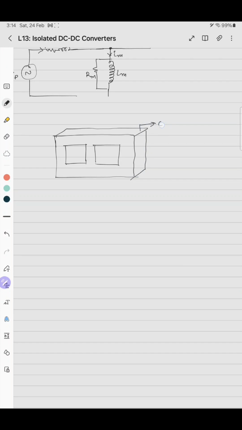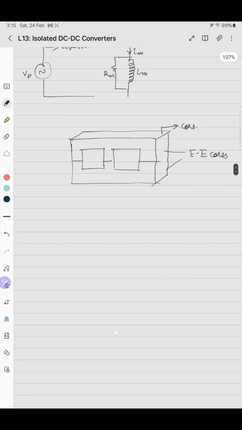So this portion is called the core. These are EE cores. So say the primary is wound. This is NP, and this is the secondary, this is the primary, this is NS. What happens is, this is the primary voltage VP and this is VS.